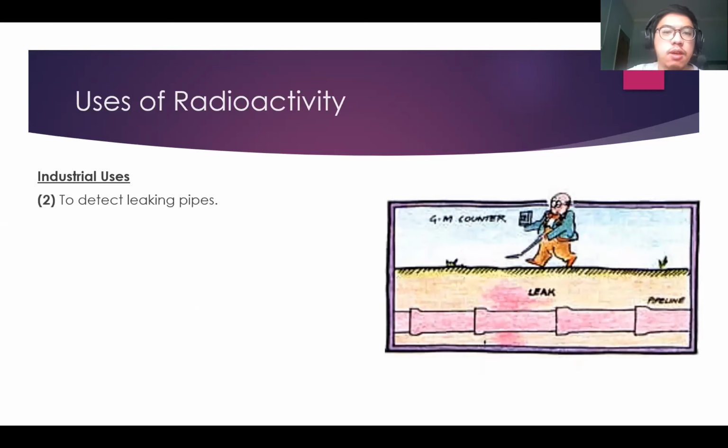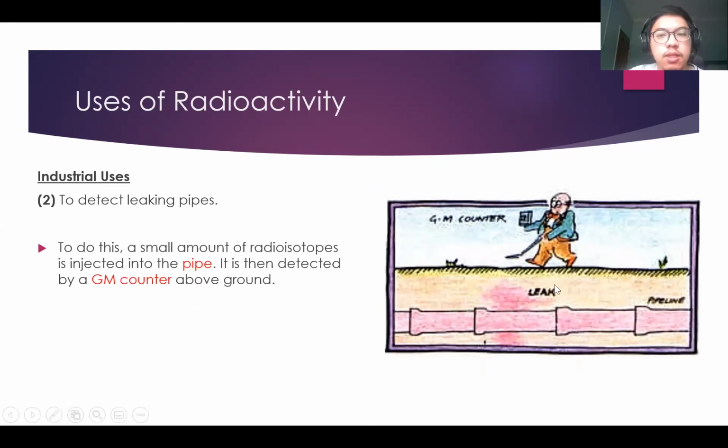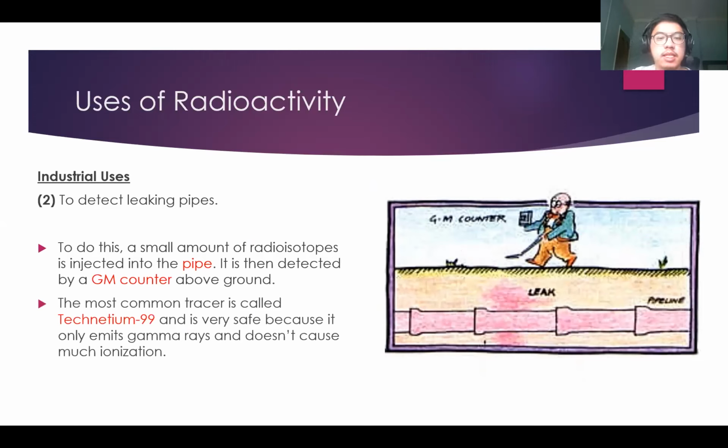The second use of radioactivity in industries is to detect leaking pipes. As you can see here in this picture, a small amount of radioisotope is injected into the pipe. It is then detected by a GM counter above the ground. The most common tracer is technetium-99, and it is very safe because it only emits gamma rays and does not cause a lot of ionization.